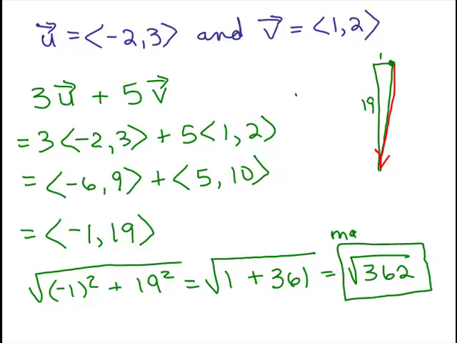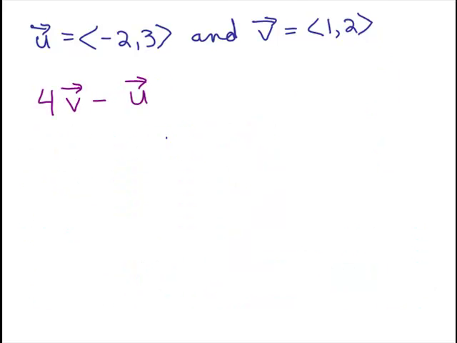That is the magnitude or length. Now you would see if you can simplify this, but actually 362 is 181 times 2, and 181 is prime, so that's as far as you could go. So this was the resulting vector, 3u plus 5v, and over here is the magnitude.